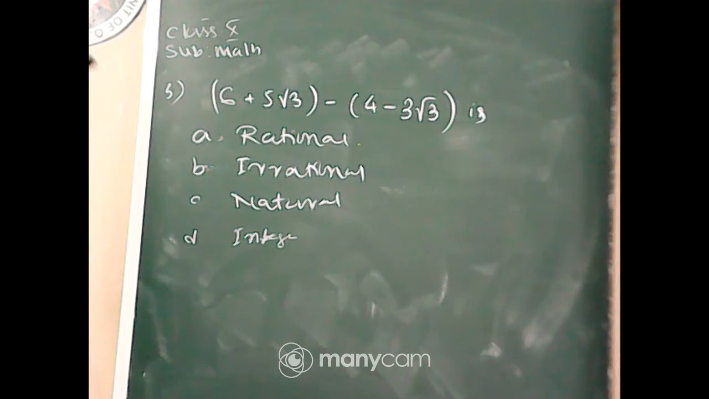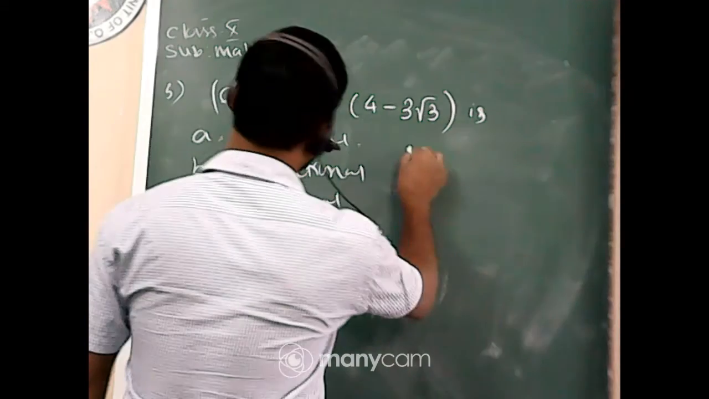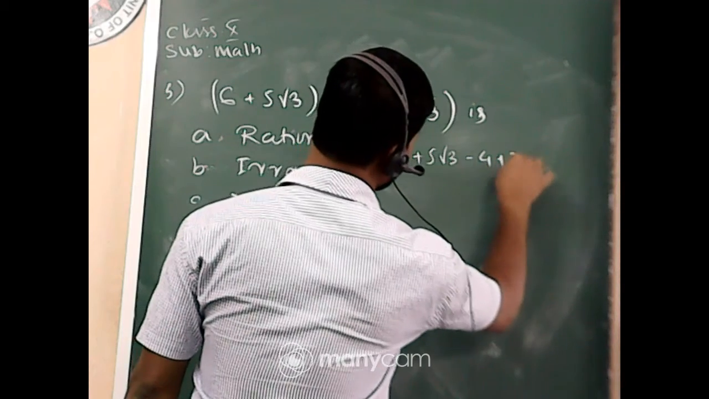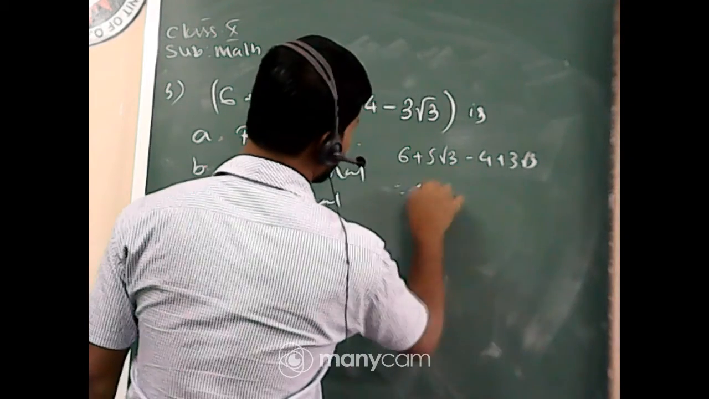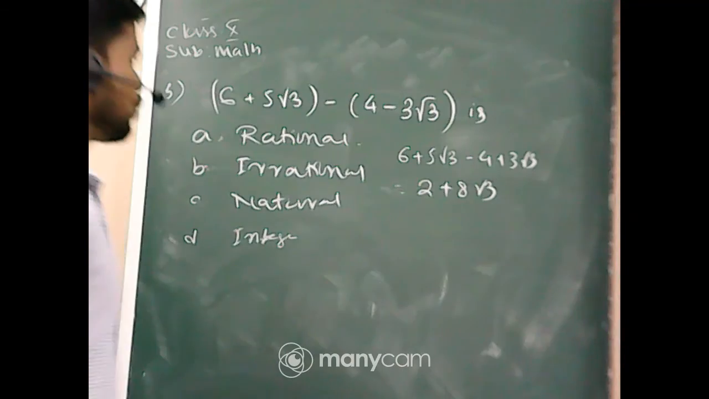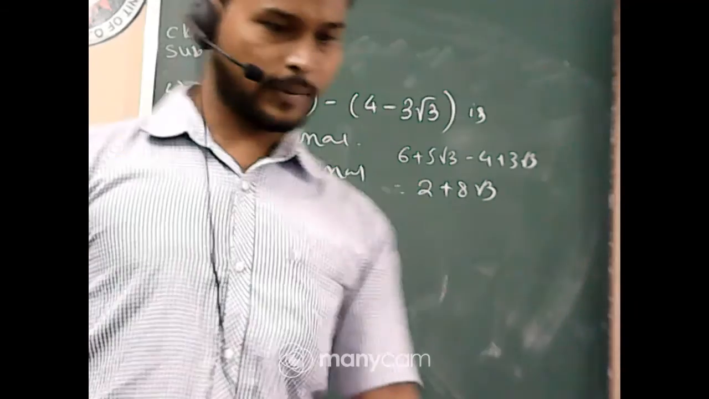B, irrational number. Yes, it will be an irrational number. 6 plus 5 root 3 minus 4 plus 3 root 3, so that is 2 plus 8 root 3 will be the answer.